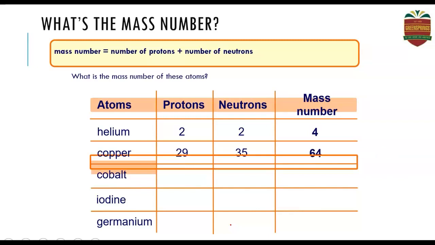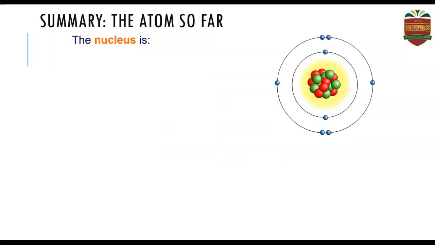Check your answer. For cobalt, proton is 27, neutron is 32. Check your answer. And for iodine, proton is 53, neutron is 74. Check your answer. And for germanium, proton is 32 and neutron is 41. Check your answer. Well done for the work that you've done so far.